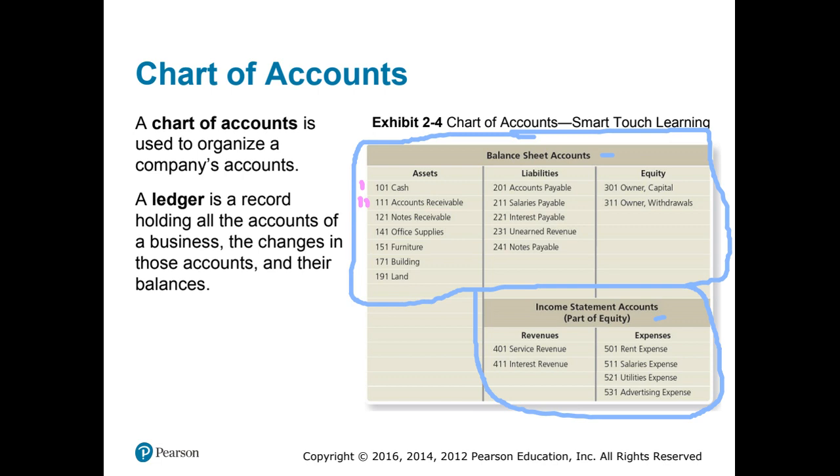Notes receivable, we talked about, this is like a signed promise to pay. So this is something that you probably don't expect to get within 30 days. Maybe you do, but normally a note, you're probably looking at a couple of months, and that's why you took the time to write it out and have it signed. So that would be listed after accounts receivable.